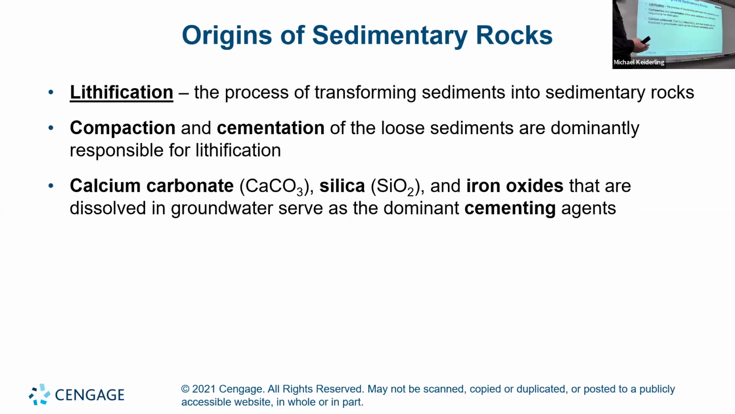So the process by which sedimentary rocks are formed is called lithification. This is the process by which sediments get compacted and cemented together. And that's the primary process for lithification. And the three things that act sort of as cementing agents or glues are calcium carbonate, silica, and iron oxides dissolved in groundwater. They serve as the dominant agents for cementing sedimentary rocks together. So in concrete, cement forms into calcium carbonate when you add water, basically.